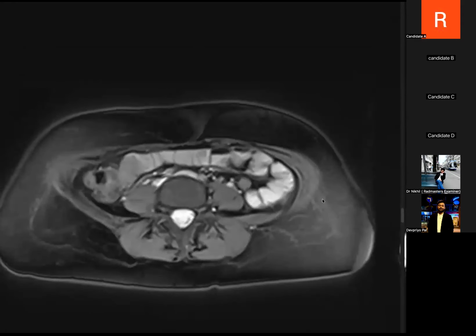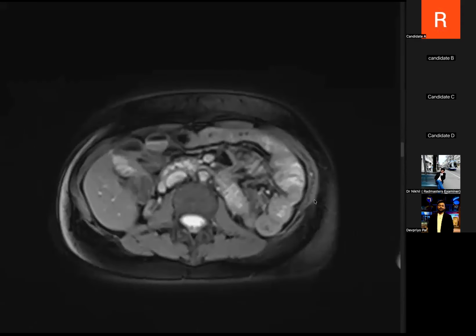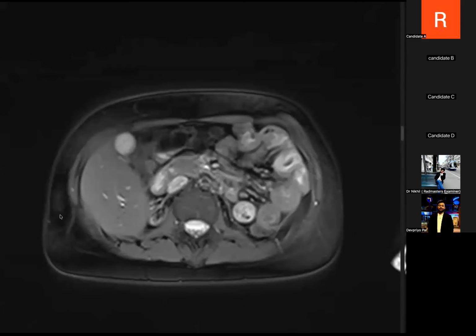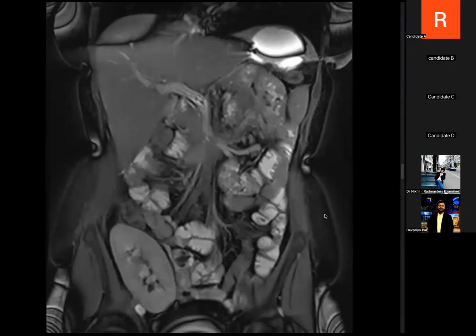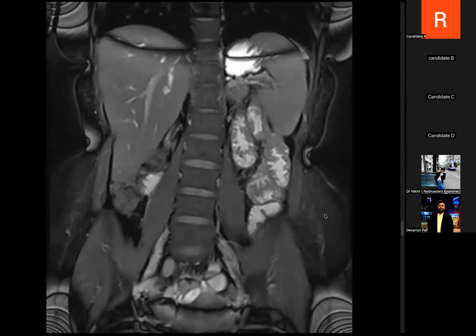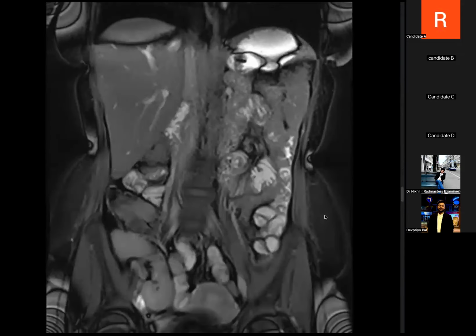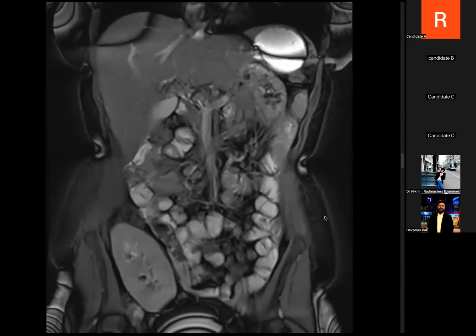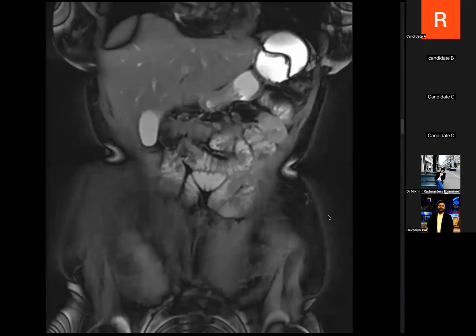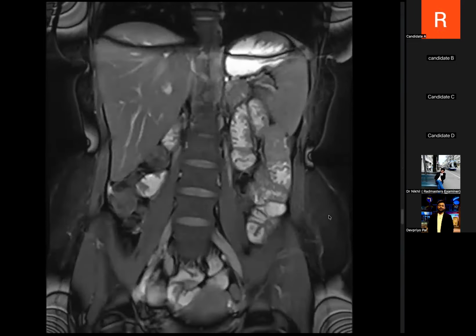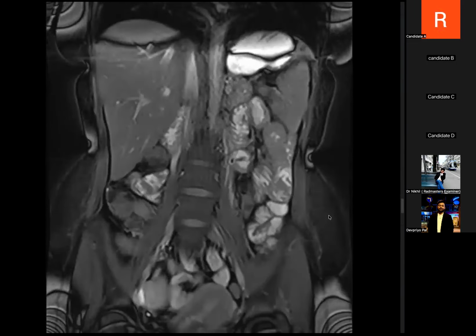So I would like to review the coronal images to trace the bowel loops. These are the coronal T2 weighted images, T2 fat sat STIR images. The mentioned bowel loops show circumferential bowel wall thickening, with no evidence of any stricture or any proximal dilatation.